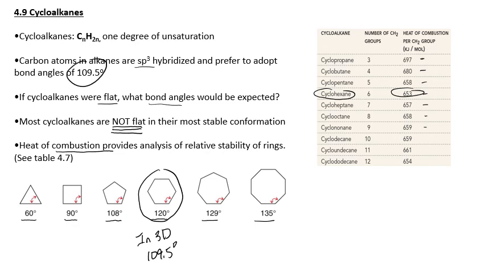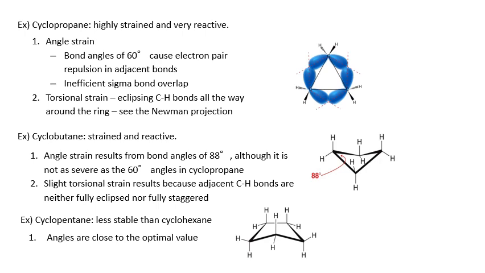So, moving along, let's look at some different cycloalkanes. Cyclopropane is the most highly strained and highly reactive. We saw it had one of the highest heats of combustion. The reason for that is because the bond angles here are about 60 degrees, and they cause a tremendous amount of electron pair repulsion. Additionally, the overlap of your hybridized bonds is not very good, so there's a lot of strain imparted on this molecule.